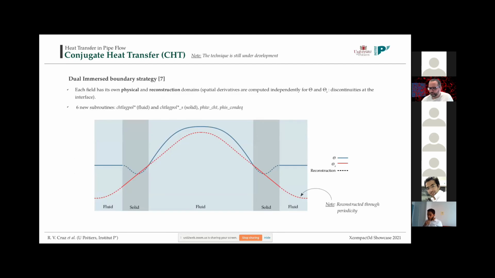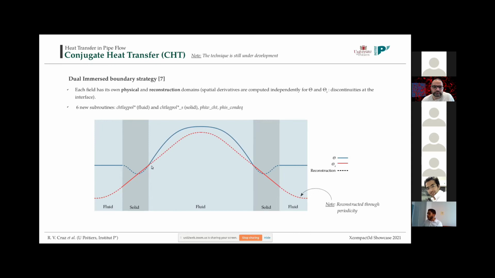So to manage the solid and the fluid temperature fields, we use what we call a dual immersed boundary strategy. It has already been used to simulate channel flow successfully, and it's been used for the first time for a geometry that is not connected to the mesh arrangement, for the pipe flow. In this strategy, each field has its own physical and reconstruction domains.